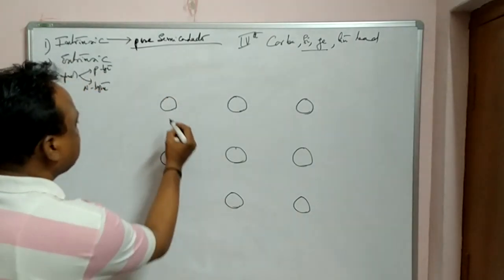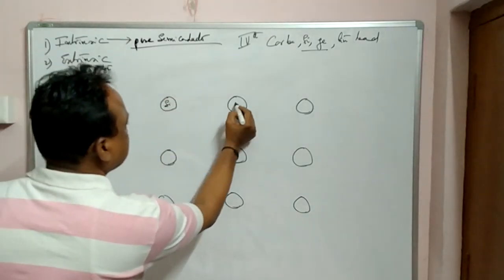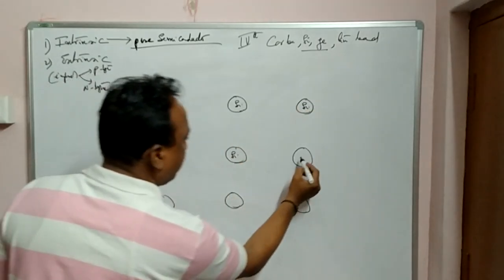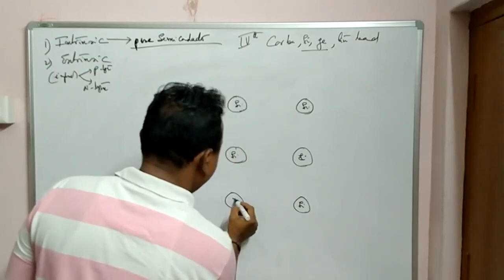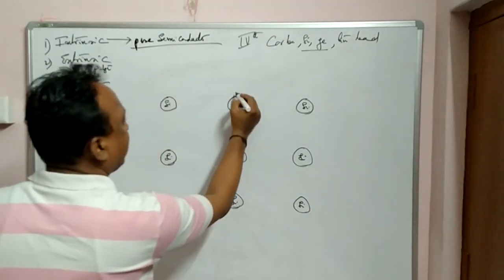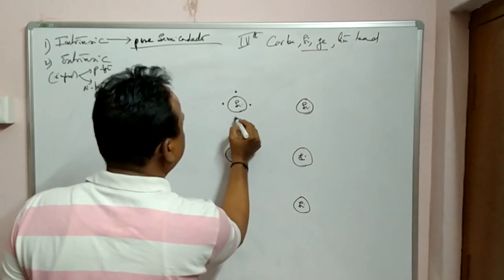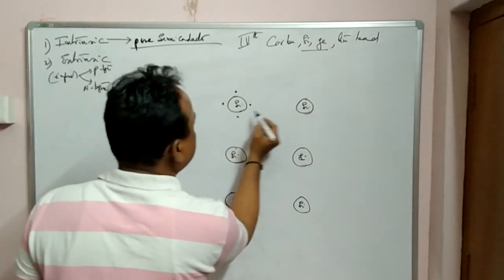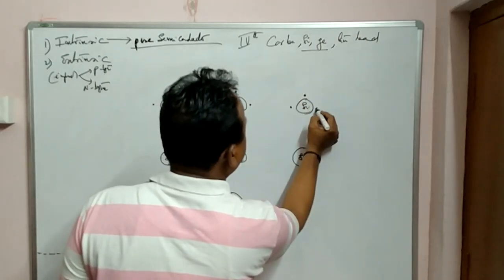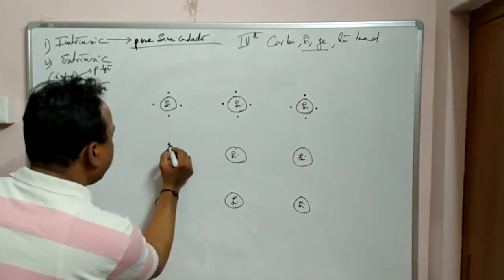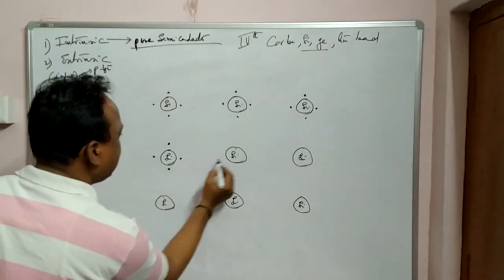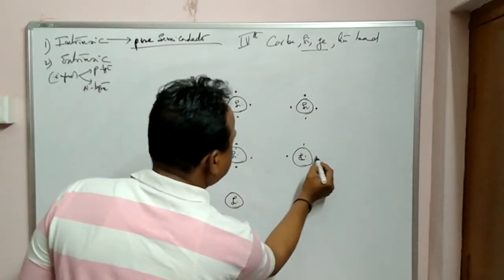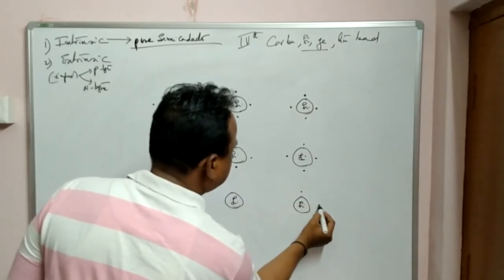So if I take silicon, because it belongs to the fourth group elements, it can have 4 covalent bonds successfully. 1, 2, 3, 1, 2, 3, 4. Again 1, 2, 3, 4. It can make 4 covalent bonds successfully, because it belongs to the fourth group element.